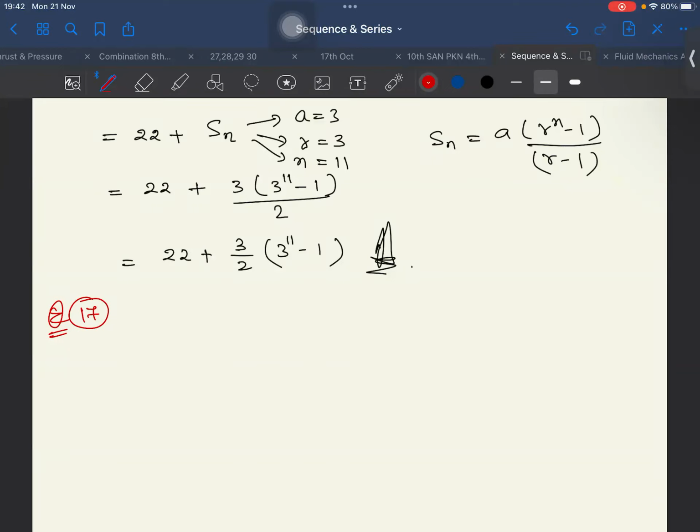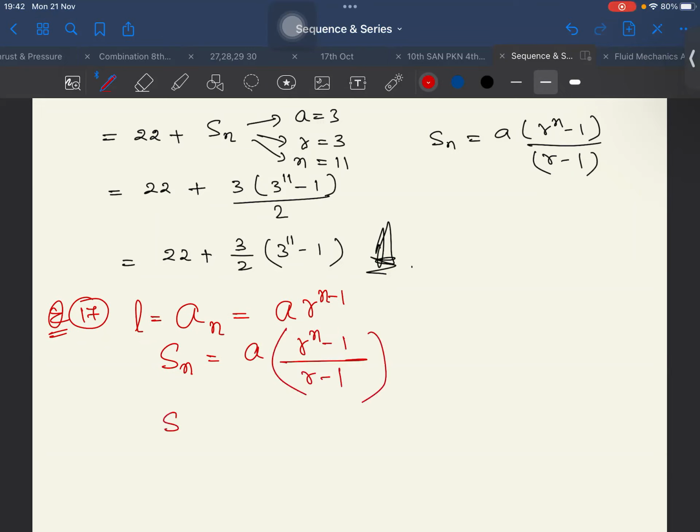You just need to write the term. You just need to know the final term or the last term of An. This is actually the nth term. An, or the last term, is equal to a r to the power of n minus 1. And Sn is equal to what? a times r to the power of n minus 1 upon r minus 1. That's it. And if you need to find Sn minus 2, something like that, we have done in the previous class, no? We have solved this type of problems, right?